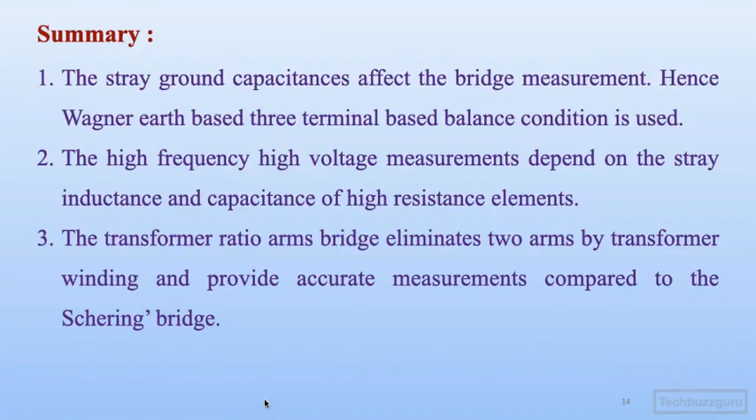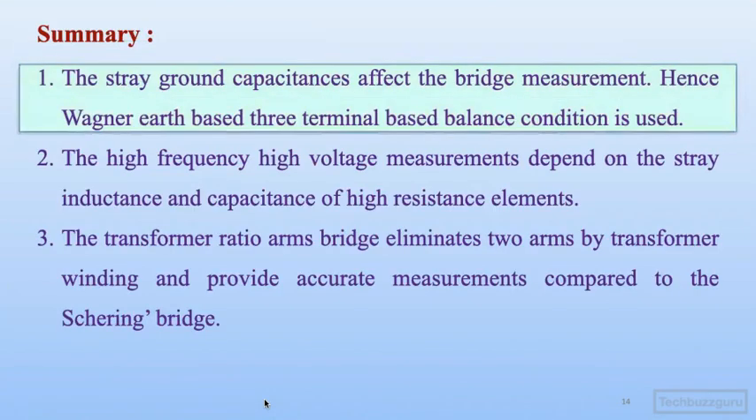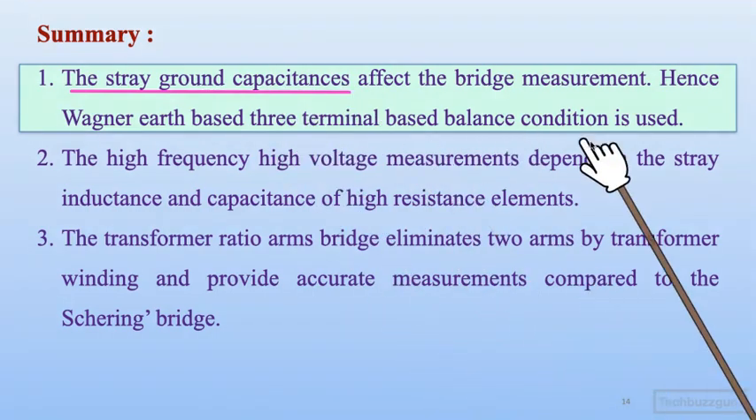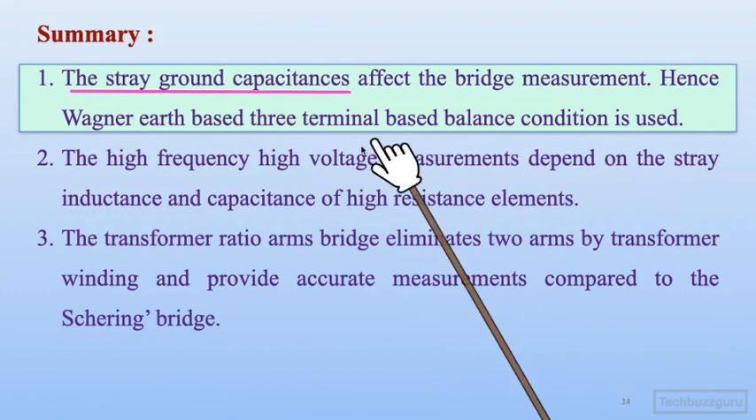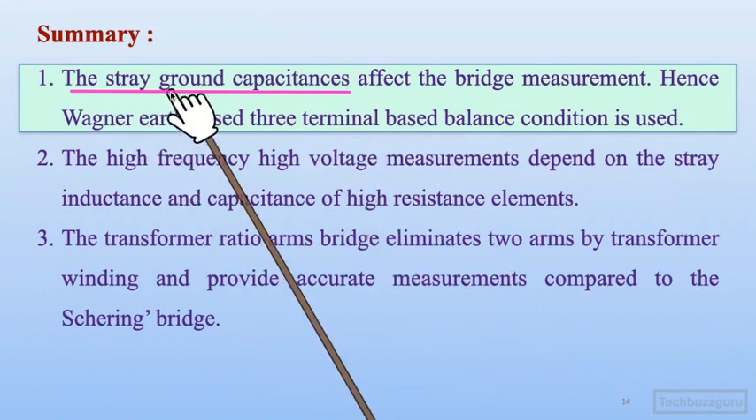Right? Let us summarize the various points that we have studied through this particular topic on transformer ratio arms bridge and the Wagner earthing devices. Stray ground capacitances affect the bridge measurement. That is the first point. We are worried about different methods. अलग-अलग method क्यों आ रहे हैं? क्योंकि stray capacitance, stray inductance, this we would like to eliminate, right? Hence, Wagner earth-based three terminal measurements are carried out. Okay, 3 terminal based. Terminal A, B, C, all are made equal. Ground capacitances are eliminated, right?